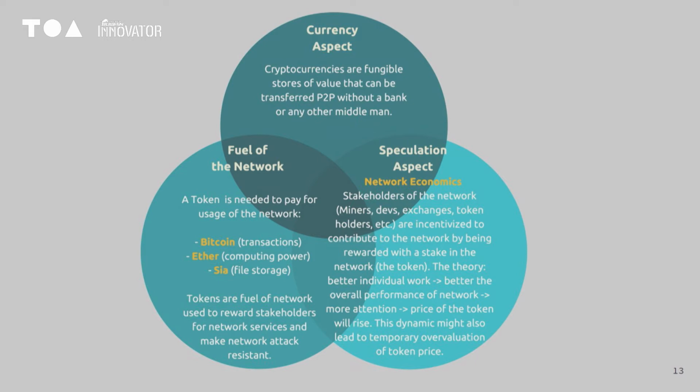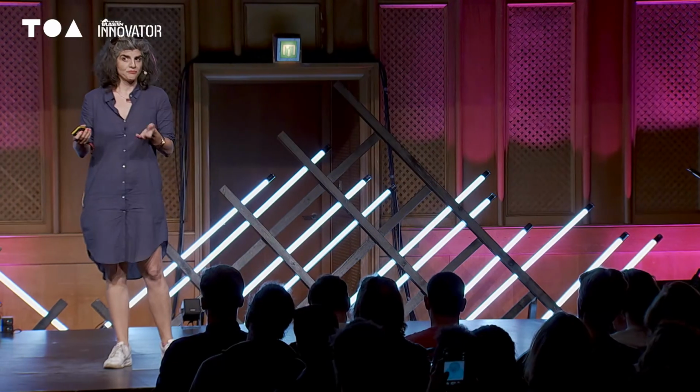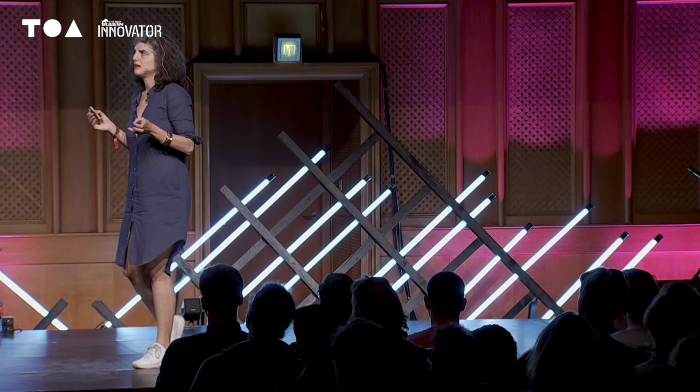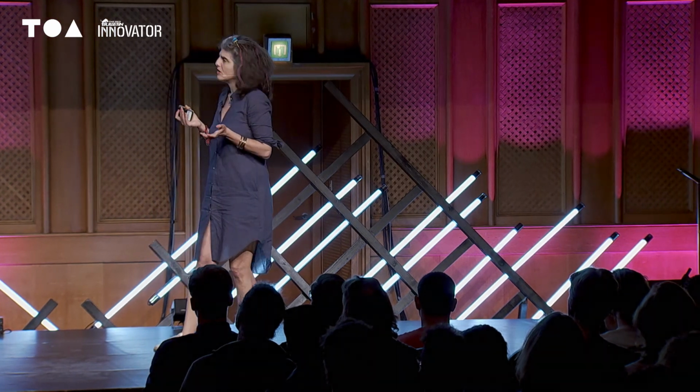In the case of Bitcoin, Bitcoin is used to pay for transaction fees when somebody sends money from A to B. In the case of Ethereum, Ether is the fuel of the network that you use to pay for computing power. In the case of, let's say, SIA, the SIA coin is the fuel of the network that you use for paying for file storage. And the third component is kind of the speculation aspect, or economic aspect, let's say network economies.